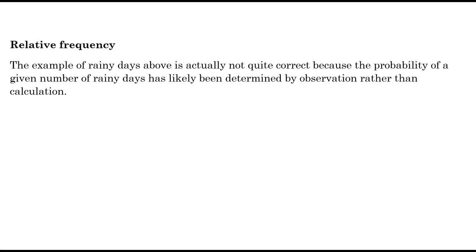Frequency is how many times that occurred. And in this case, I don't mean how many rainy days. I mean how many weeks had no rainy days, how many weeks had 1 rainy day, how many weeks had 2 rainy days, and so on. The number of rainy days is our value. Frequency is how many times that occurred over some number of trials. My frequency is how many times it happened. The relative frequency, well, it's relative to how many weeks I observed.